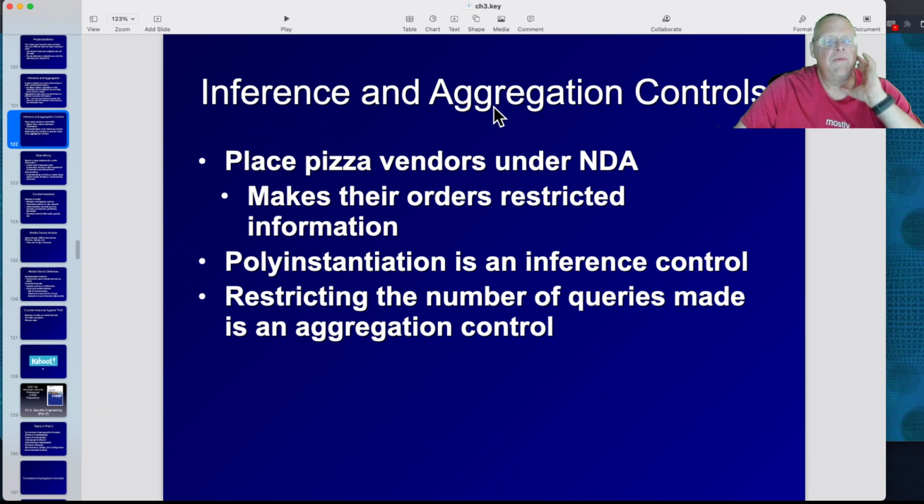Anyway, so you can do things like this. One solution would be to make all your official pizza vendors sign a non-disclosure agreement so they won't tell anybody who's ordering pizza. Polyinstantiation is a control where you have a record of low privileges for every primary key, and there's a high privilege record, but you can't tell that by counting the low privilege. The presence of a low privilege record does not mean there is not also a high privilege record with the same primary key.